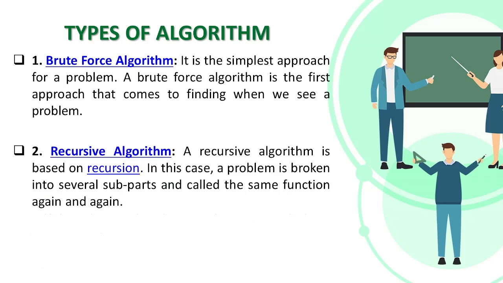The second type of algorithm is recursive algorithm. Recursive algorithm comes from the word recursion. A recursive algorithm is based on recursion, and recursion means repetition of steps. In this case, a problem is broken down into several subparts and you call the same function again and again. Like when you're looking at the factorial of a number, or when you want to execute some step repeatedly, you can use a recursive algorithm. And we should know that recursive algorithm is based on the concept of recursion.